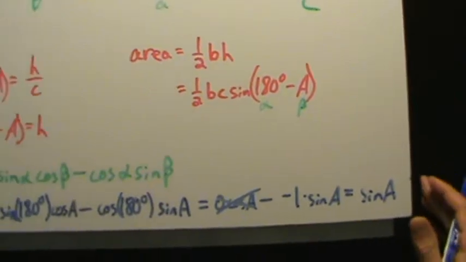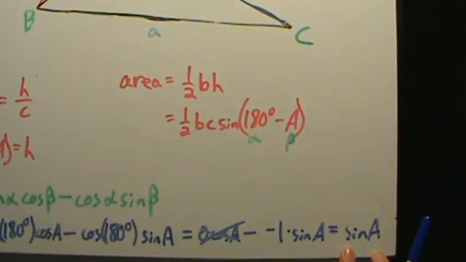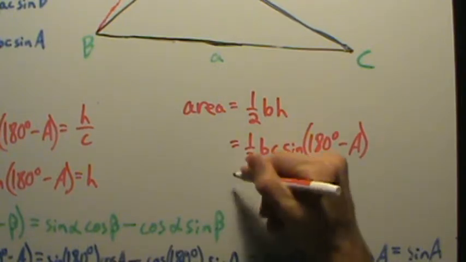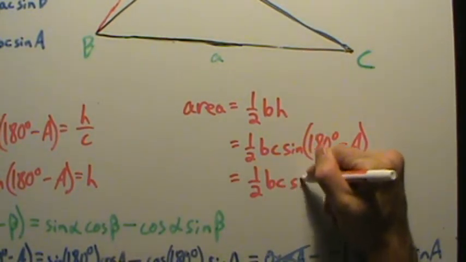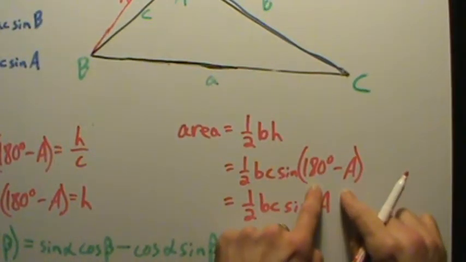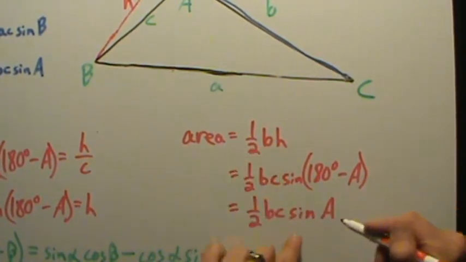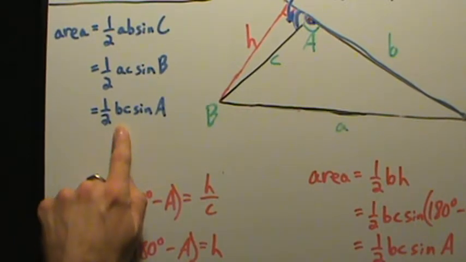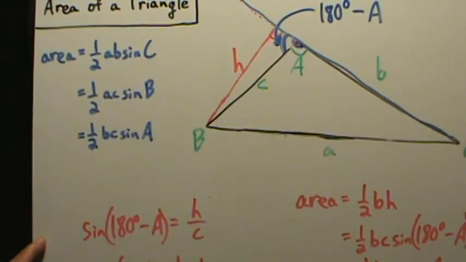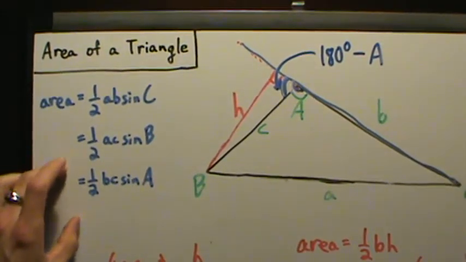So actually what we've just established here is sine of 180 degrees minus A equals sine of A. So that's great now, because now we can just say this is 1/2 BC sine of A, because sine of 180 degrees minus A is sine of A. So therefore we can just replace this whole part right here with sine of A, and that establishes this third formula for obtuse triangles. Okay, so that's all three formulas for acute triangles, right triangles, and obtuse triangles, and an example of how to use this is coming up in the next video.